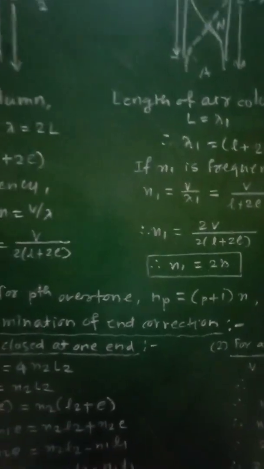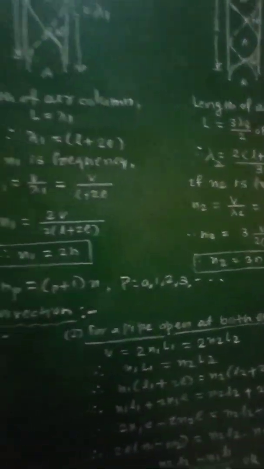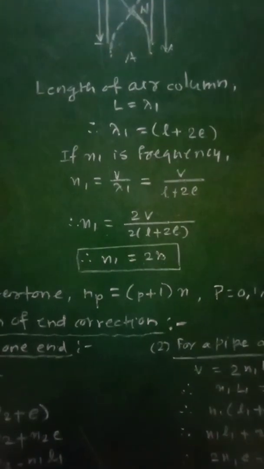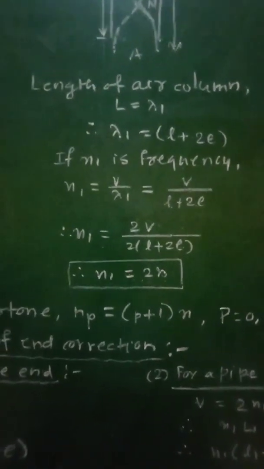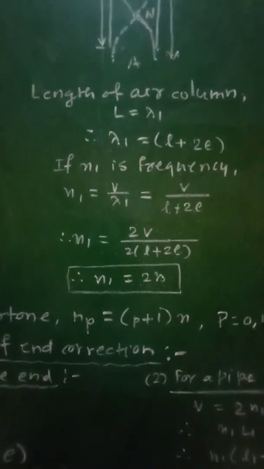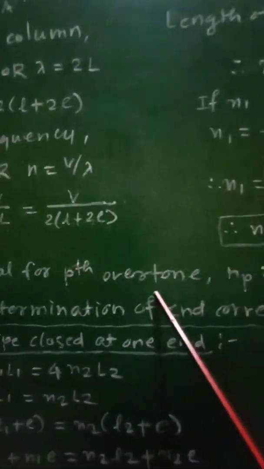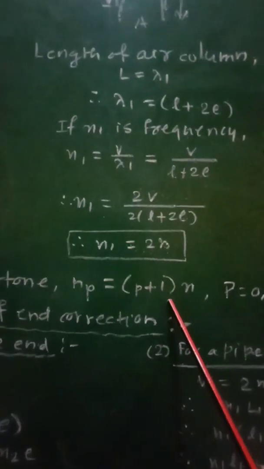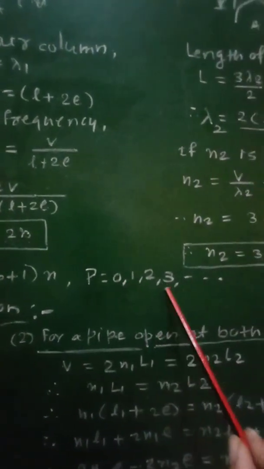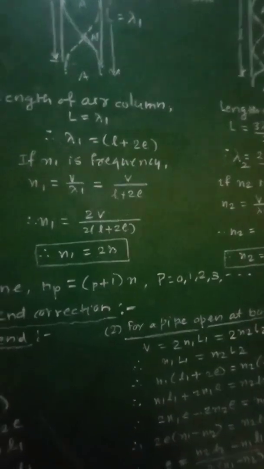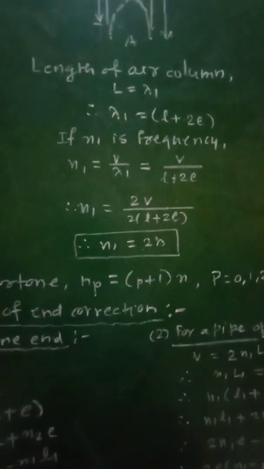So in this way, the vibrations of air column in a pipe open at both ends will contain frequency N, 2N, 3N and so on. That means all harmonics are present in the vibrations of air column in a pipe open at both ends. And therefore, in general, for the pth overtone, we can write Np is equal to P plus 1 into N, where P has values 0, 1, 2, 3 and so on. So this will be regarding the vibrations of air column in a pipe open at both ends.